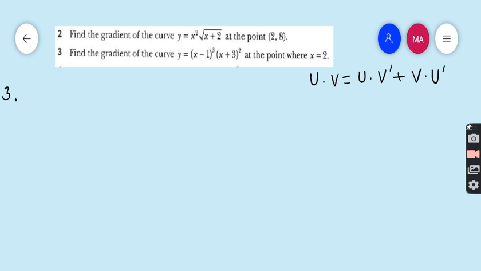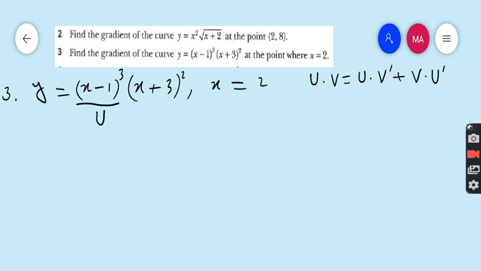Question number 3 is find the gradient of the curve y is equals to x minus 1 whole cube times x plus 3 whole square at the point where x is equals to 2. Again, we have to use u into v formula. So this is u and this is v.